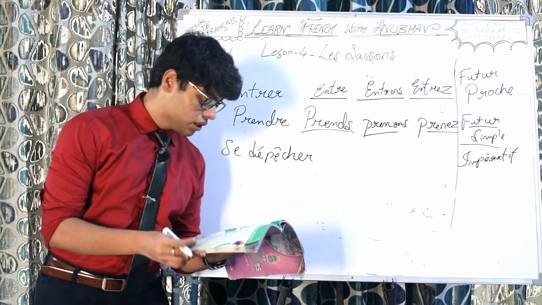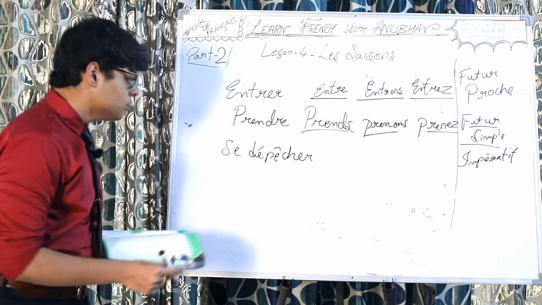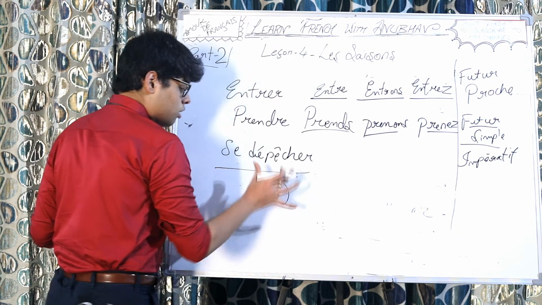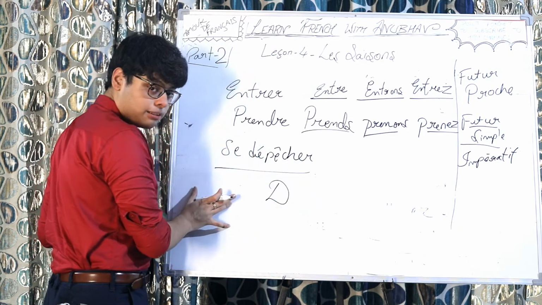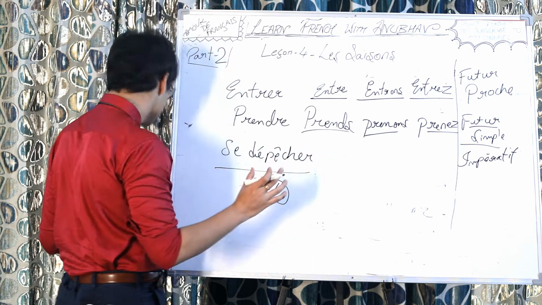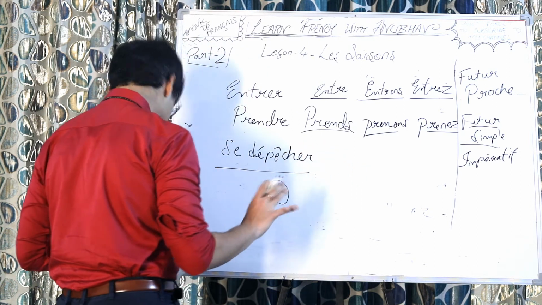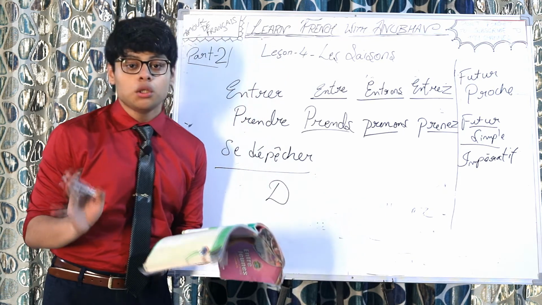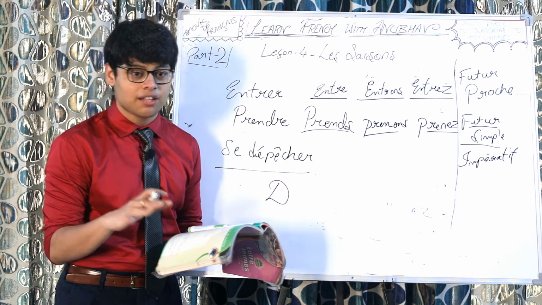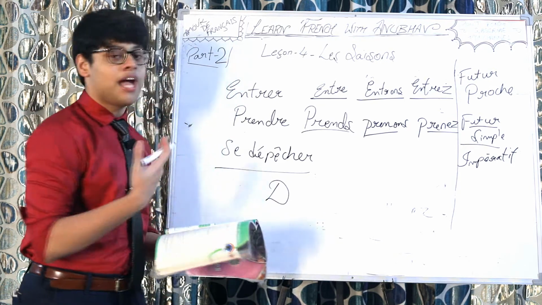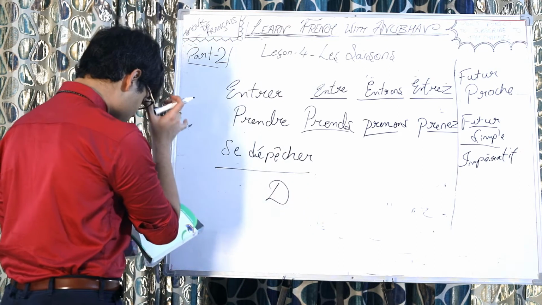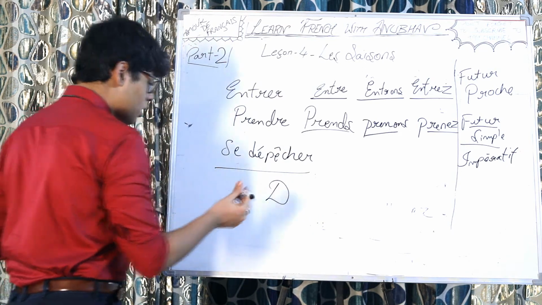Then we have se dépêcher. So it's a pronominal verb. So the verb will be placed before and the pronom réfléchi will be placed after. Now if I'm writing dépêchons-nous, don't get confused that this nous is the subject, as there is no subject in imperative. Here, nous and vous will be the pronom réfléchi which we use in the pronominal verb. Dépêche-toi.